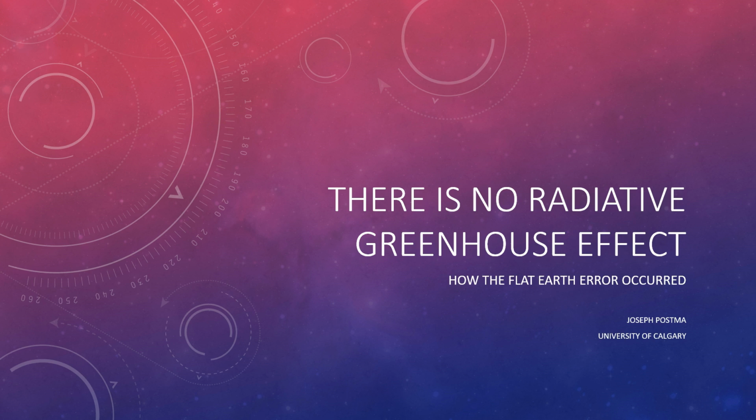Greetings, everybody. Today we're going to do a little in focus thing on how exactly the flat Earth error occurred in radiative greenhouse effect mechanics and the basis of climate alarmism. In the main presentation, we saw that climate alarmism and even most of the field of climate science itself is based on flat Earth physics. So what we want to discuss here is how exactly the flat Earth error occurred.